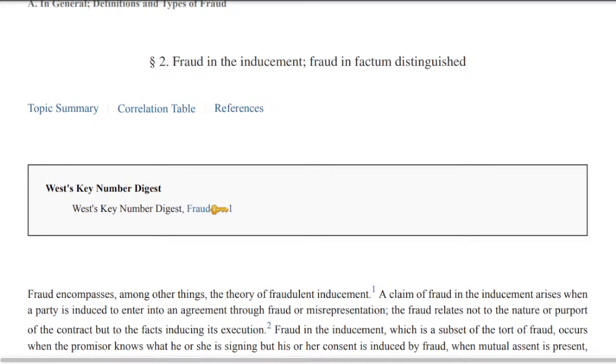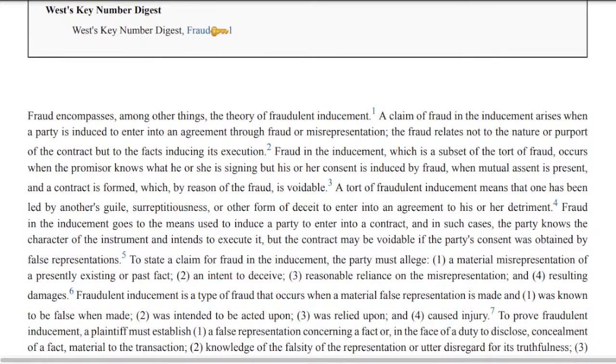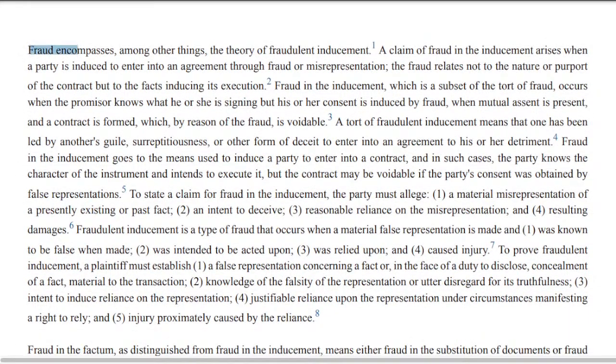Fraud in the inducement. Fraud in factum distinguished. Fraud encompasses, among other things, the theory of fraudulent inducement. Now, we all know what inducement means, but let's look more closely at what it means in the legal context. So let's check our friend Black's Law Dictionary here and find where they define inducement.